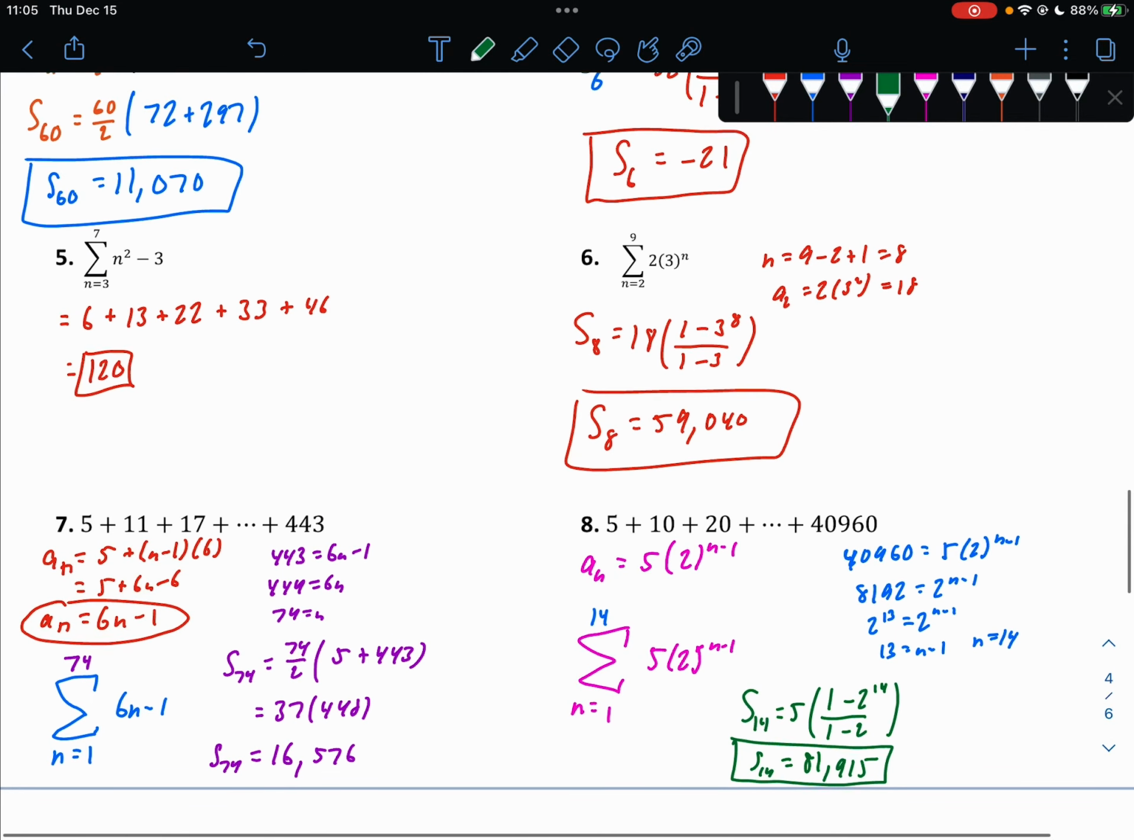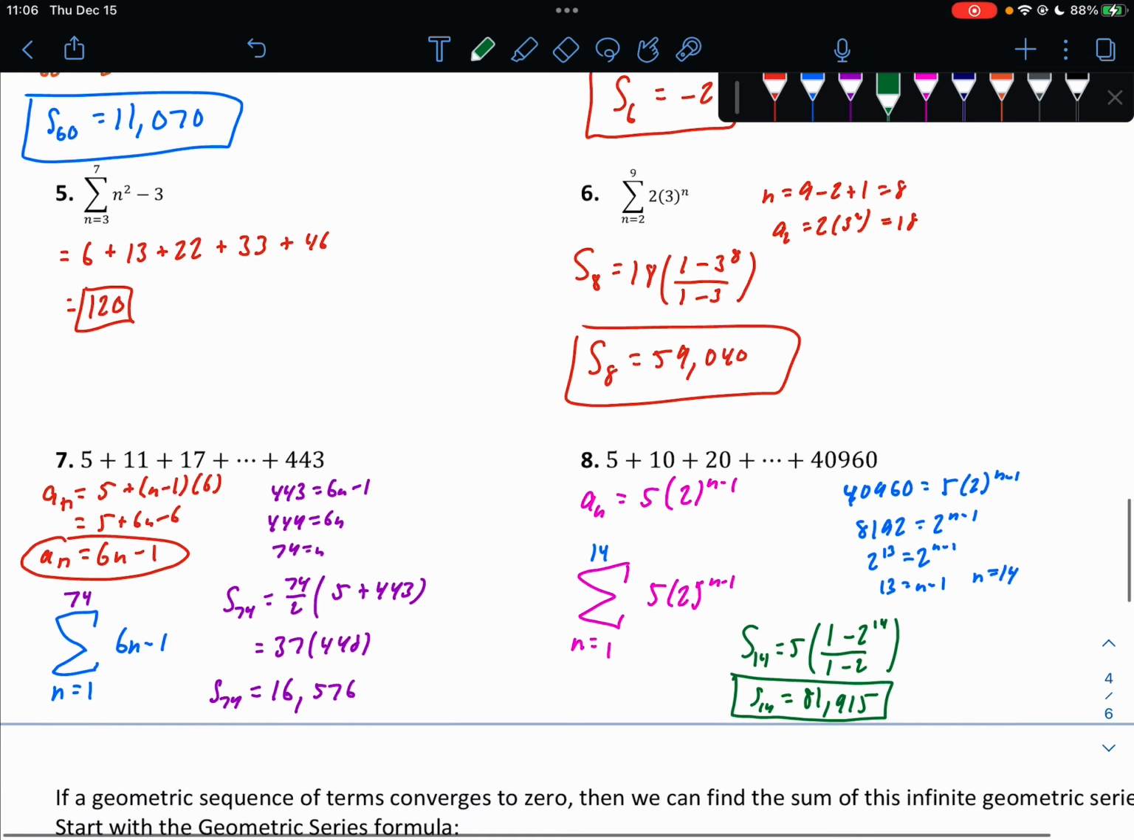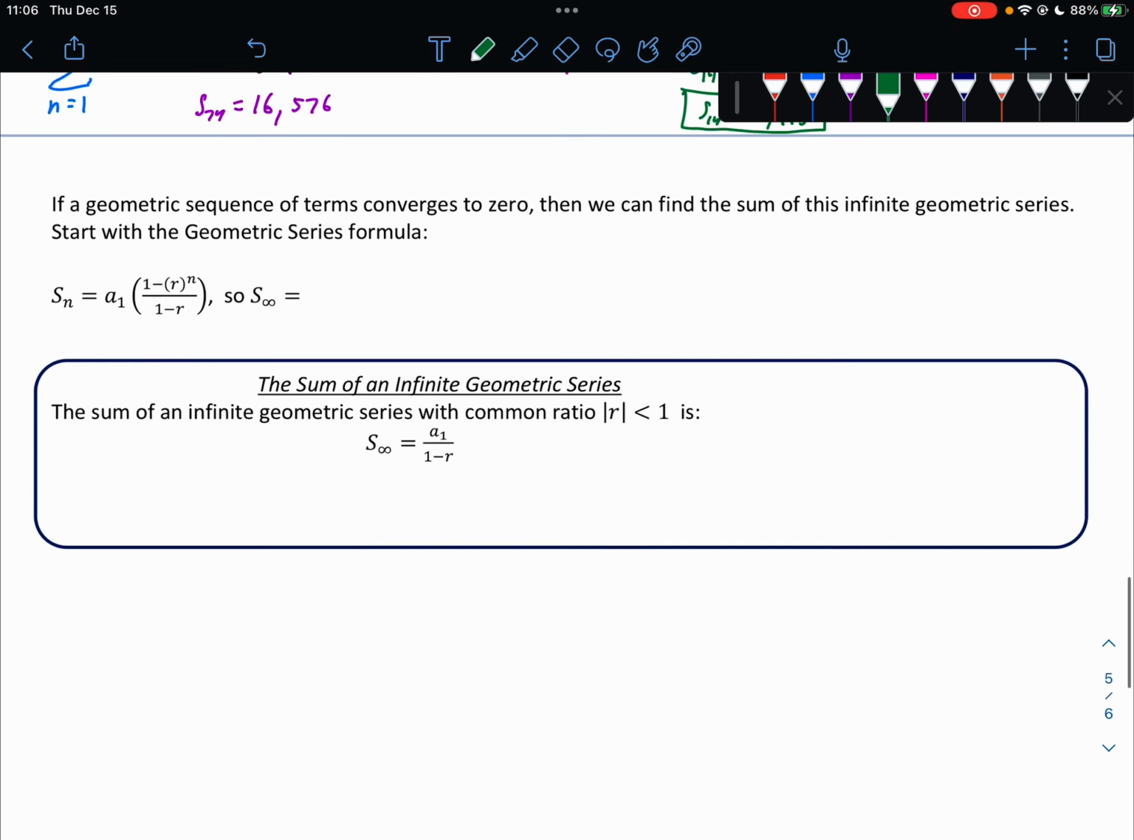Okay, so earlier in the screencast here, we've talked about what if it's infinite? And sometimes we can still find the value of that series. All right, so if a geometric sequence of terms converges to 0, we can find the sum of this infinite geometric series. Start with this formula we already know here. And if we were to say that we're looking for infinite terms here, we would get a sub 1 times 1 minus r to the infinity over 1 minus r.